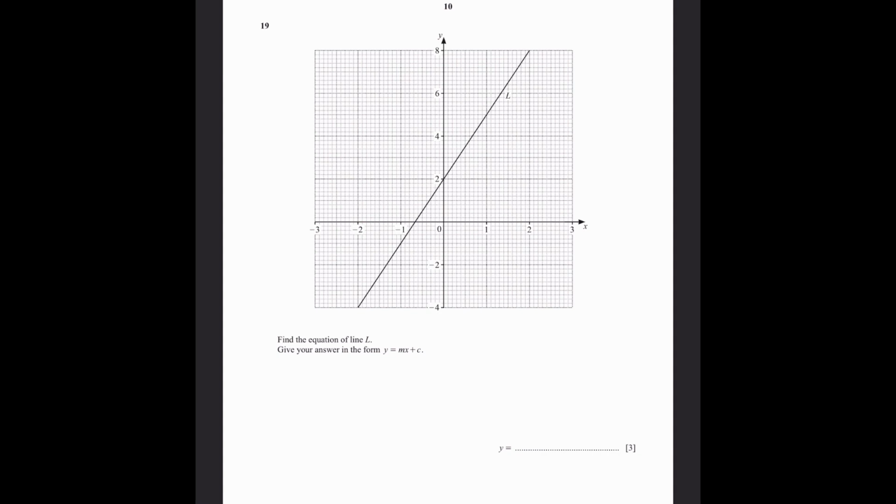Now question 19, find the equation of line L. Give the answer in the form y equals mx plus c. First, let's find the gradient. Take two random points. I'll take these two. Now find the change in y by change in x. This point right here is (0, 2), and this one is (2, 8).